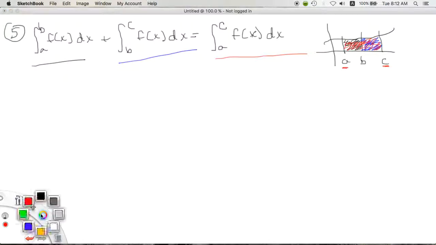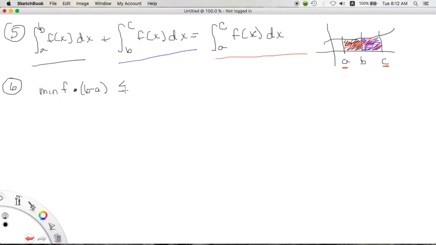All right. The next property is called the max-min inequality. And what that means is your minimum function value times the width of your area is going to be less than or equal to your area under the curve from a to b, which is going to be less than or equal to your maximum function value times b minus a.